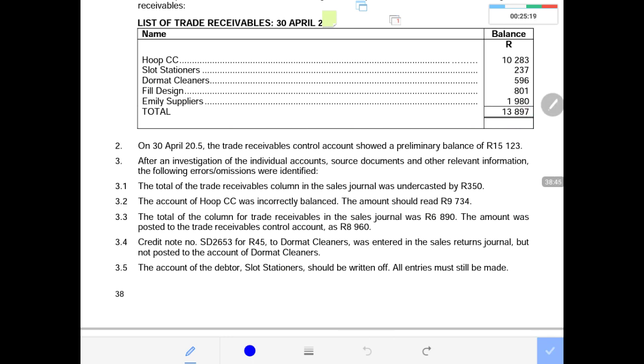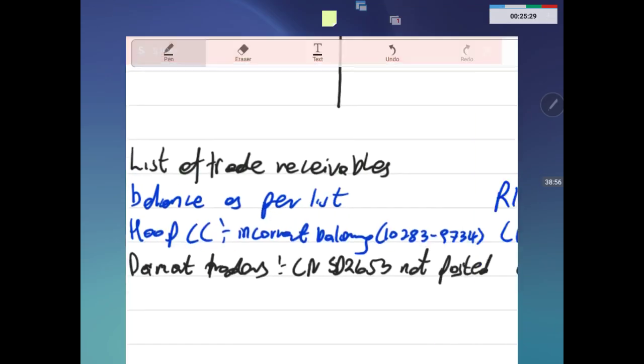One thing that I did not write when it comes to our journal is what we call the sales return journal. The sales return journal has the same columns as the sales journal.